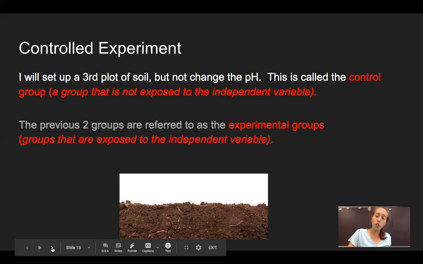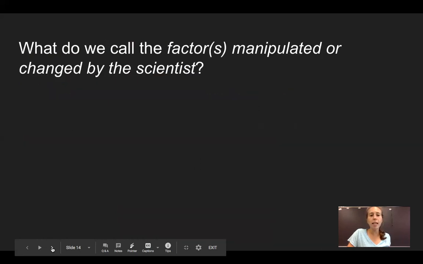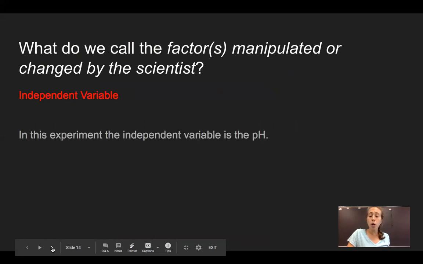conversely to my previous two groups, which are my two experimental groups, because I did manipulate a factor on that plot of land. Okay, so this plot of land has a pH of 7 without anything added. Okay, and what do I call the factor that I manipulated? This is called the independent variable. Okay, and in the case of this experiment, the independent variable is pH.